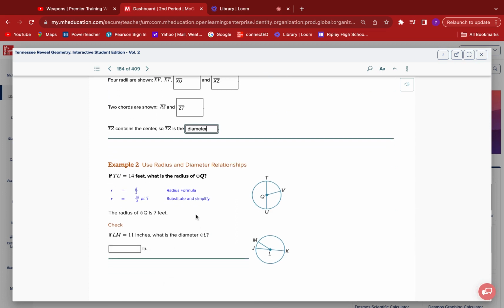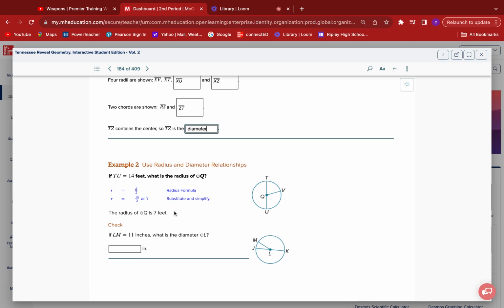Okay, looks like that's it for example number 1. Let's go to number 2. Use the radius and diameter relationships. TU is the diameter, QV the radius. This is circle Q because you name the circle by the center. Oh, here's that little symbol I was talking about, the circle with the dot in the middle. So this would be the name of this circle. It'd be circle Q.